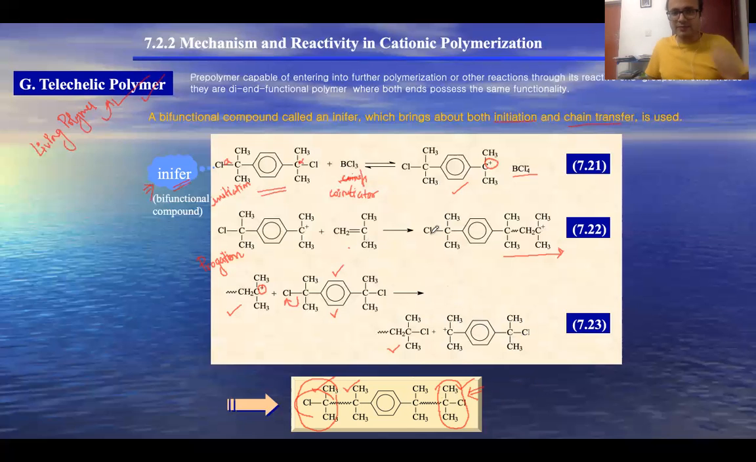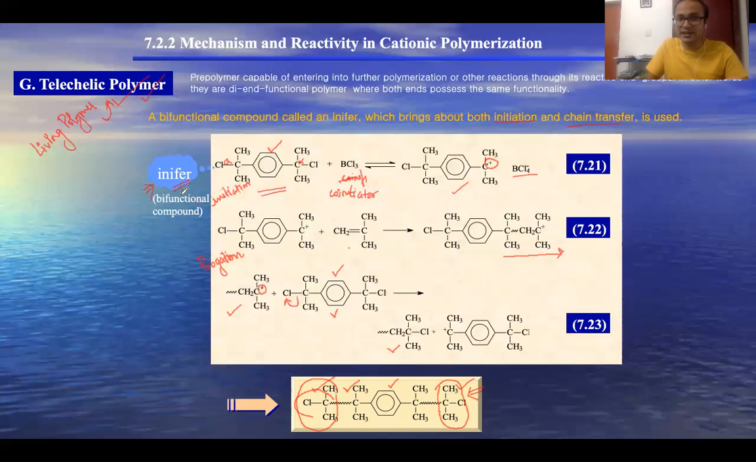Okay, so here what you see is this Inifer, this bifunctional molecule, alpha alpha dash dichloro diisobutyl benzene. This particular compound acts both as an initiator and also helps in the chain transfer reaction, leading to a constructive use of the chain transfer process. So constructively, you are able to use the chain transfer process in this case to generate more useful polymers like telechelic polymers.